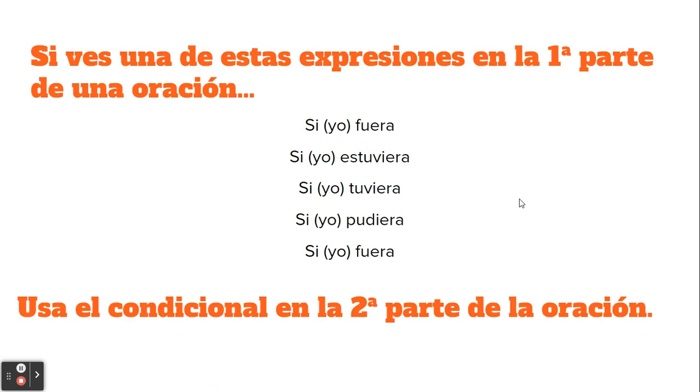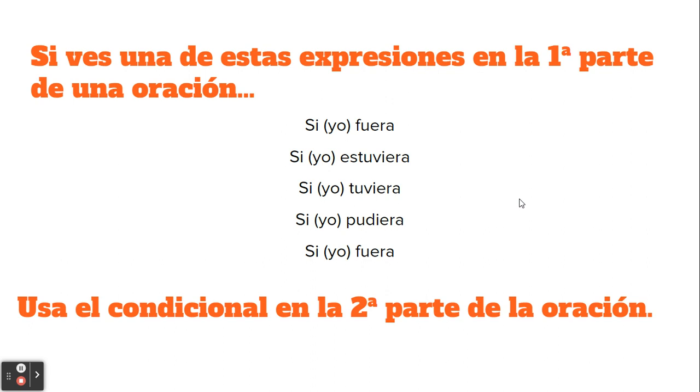Por ahora, so for now, la regla más básica es que si ves una de estas expresiones en la primera parte de una oración, so if you see one of the expressions listed in the middle, in the first part or first clause of a sentence, vas a usar el condicional en la segunda parte de la oración. You're going to use a conditional in the other part, second part, other clause of a sentence. And so I do want to make sure that we understand what these all mean, so please write this down.